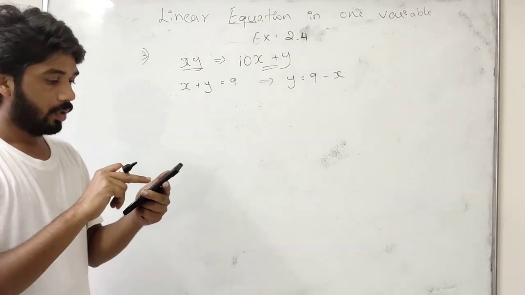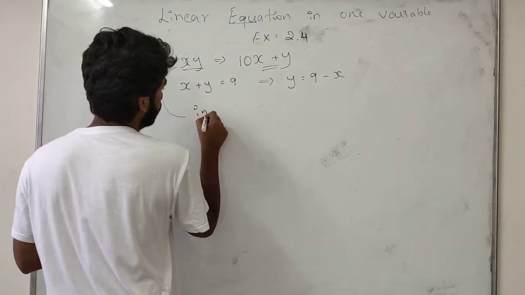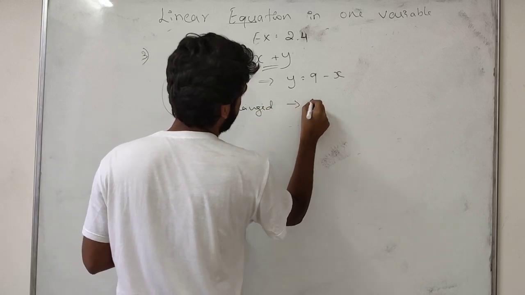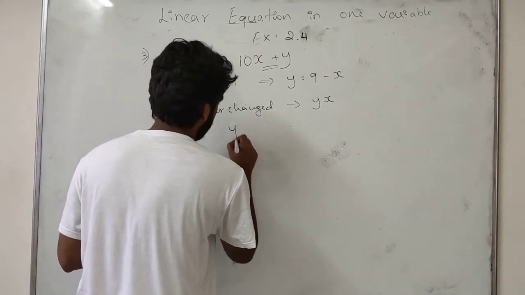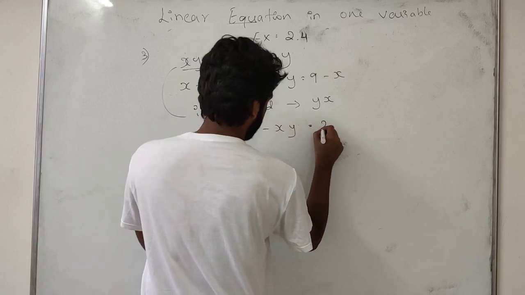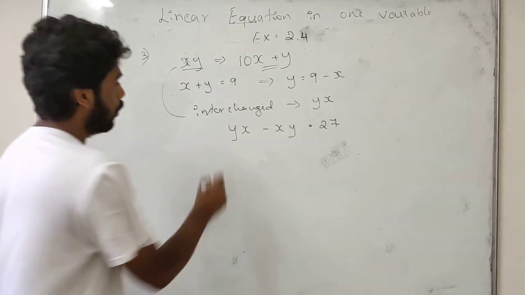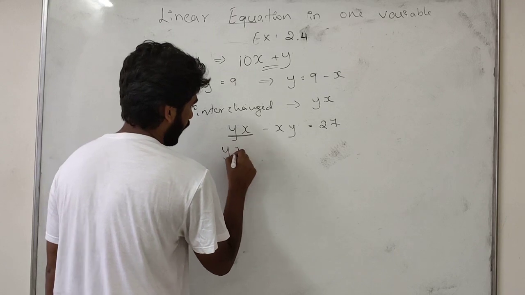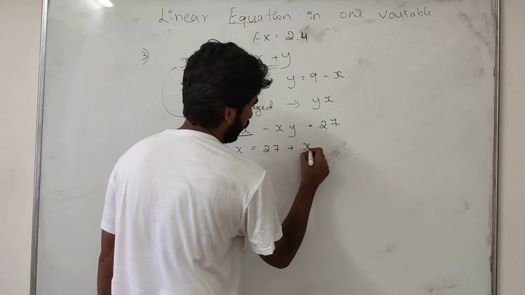So students, now when we interchange this, interchange means we can write it as yx. When we interchange the number, yx is greater than the original number, and the difference obtained is 27. What is the 2-digit number? We have to find it out. So now here yx, I will write it in this form: yx is equal to 27 plus xy.